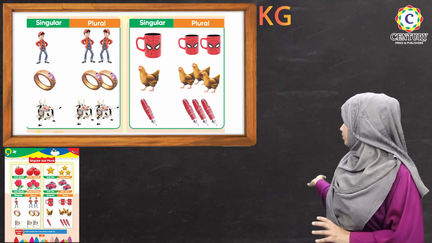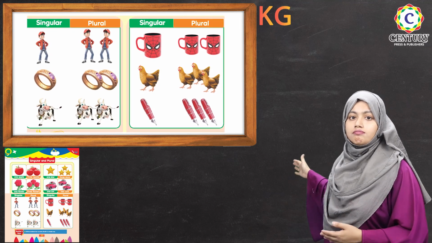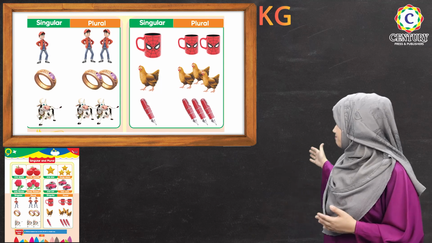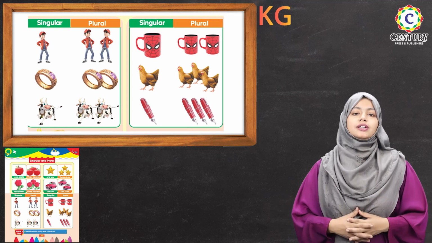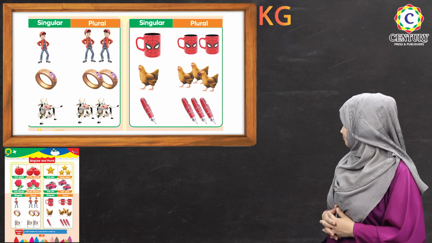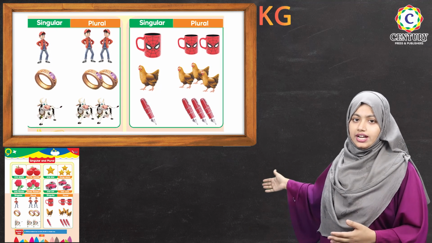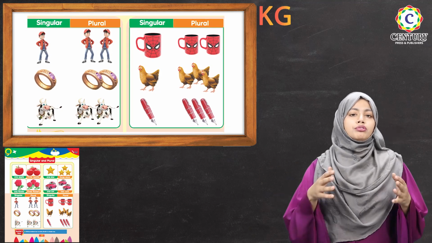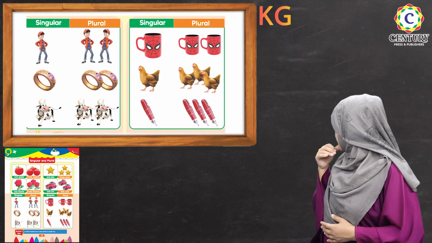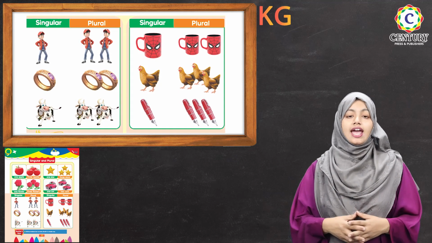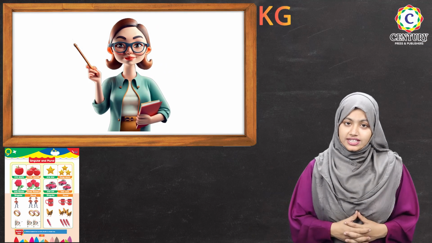Okay, now look at other side. We have 1 mug and we have 2 mugs. Mug and mugs. So mug is a singular and mugs are plural. Similarly, hens. Hen is a singular and hens are plural. Similarly, pen and pens. So pen is a singular and pens is a plural. Okay students, so now you understand.